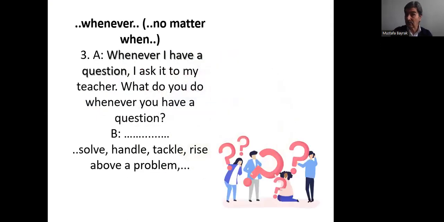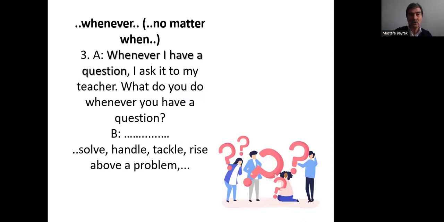Or whenever, or no matter when, they are also very useful. Okay, whenever I have a question, when I have a question, no matter when I have a question, I ask it to my teacher. This is my habit. Generally, I always ask it to my teacher. What do you do whenever you have a question? Generally, whenever I have a question, I Google it.